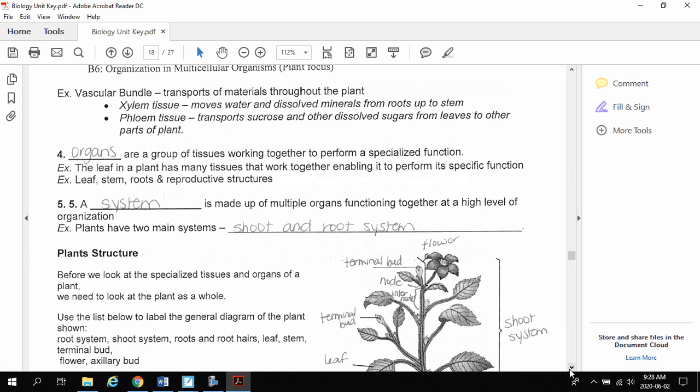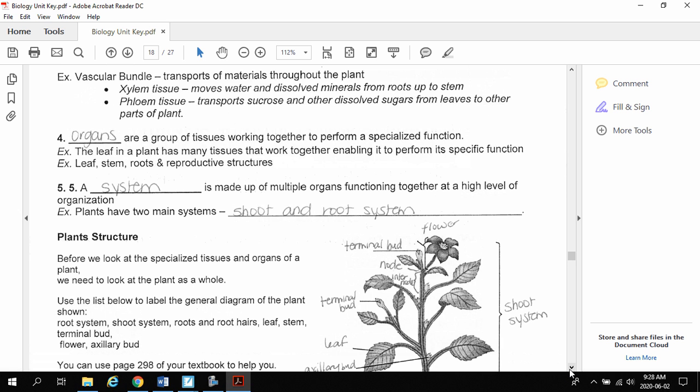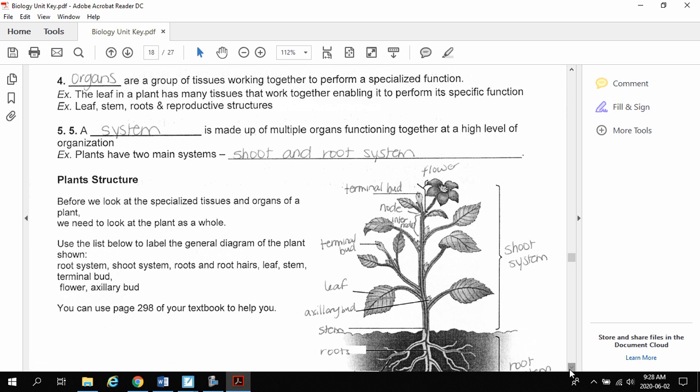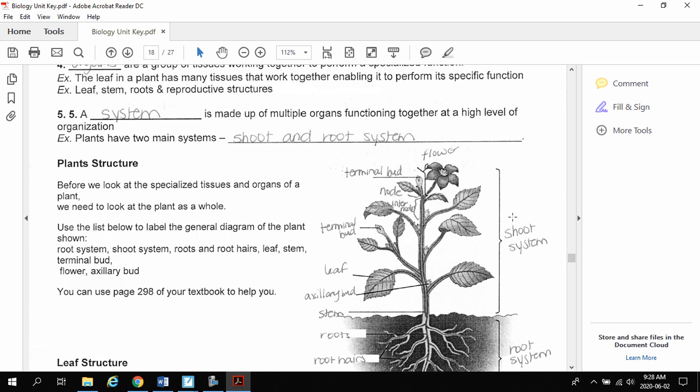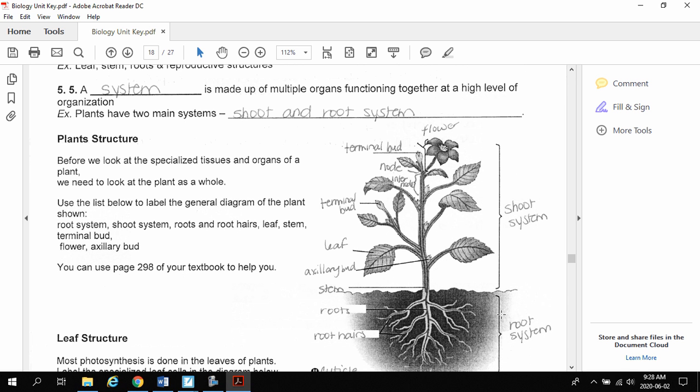They need to work together so that they all have their own specific jobs, and what one thing is doing is supporting what another is doing. So plants have 2 main systems. Your shoot system, which is the above ground part, and your root system, which is the below ground part.